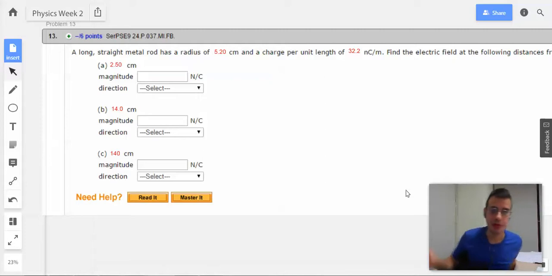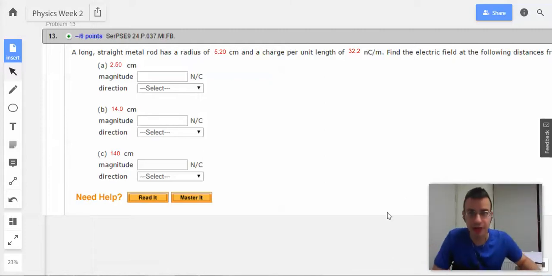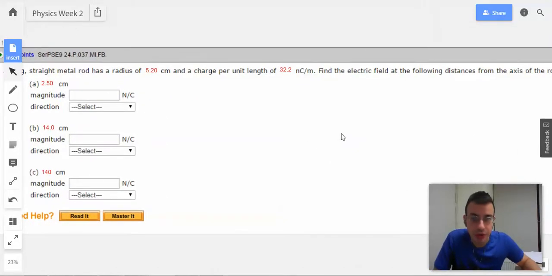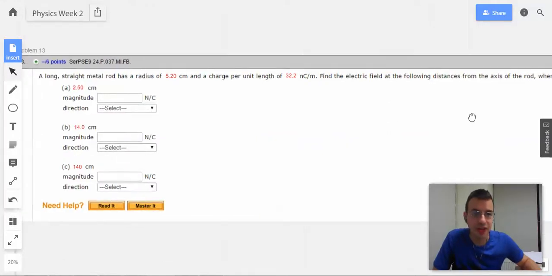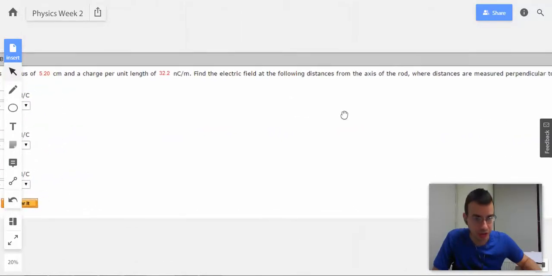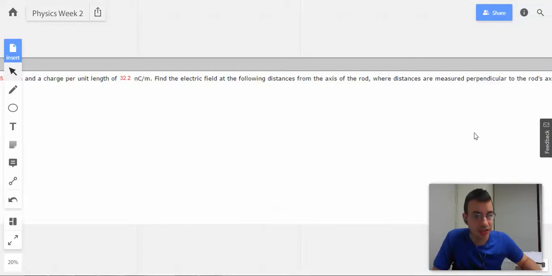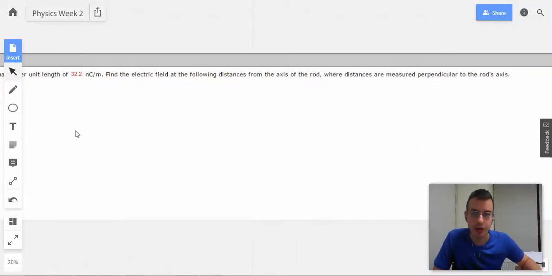Okay, problem 13. Here we go. A long, straight metal rod has a radius of 5.2 centimeters and a charge per unit length of 32.2 nanocoulombs per meter. Find the electric field at the following distances from the axis of the rod, where distances are measured perpendicular to the rod's axis.